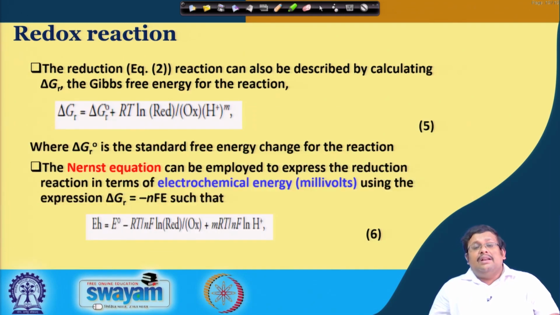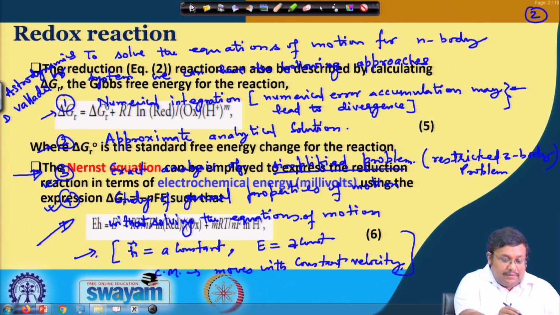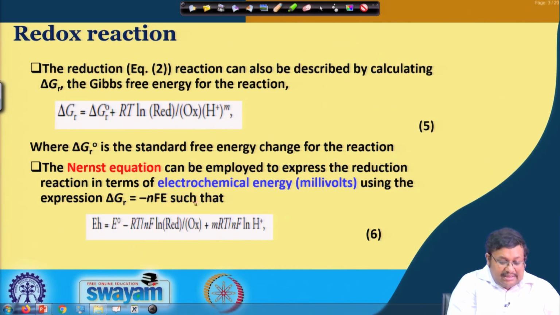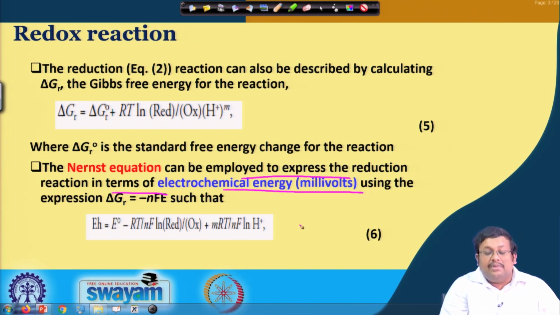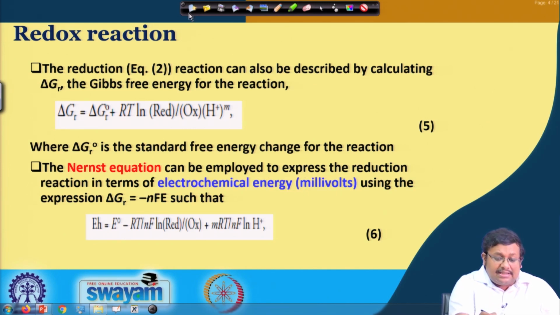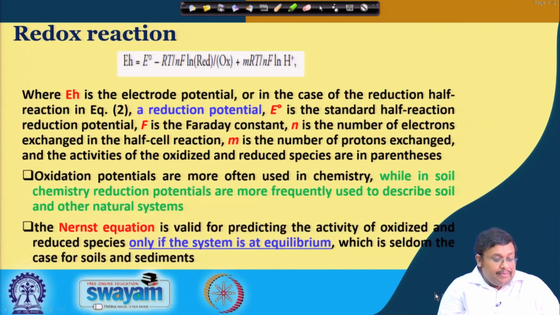reducing agent. Then we have discussed this reduction in terms of the Nernst equation, which can be employed to express the reaction in terms of electrochemical energy or millivolt. We have expressed this Nernst equation where the Gibbs free energy is basically minus nFE. So, we have discussed all these things, or standard free energy. So, we have expressed this redox reaction or redox potential in terms of this Nernst equation.